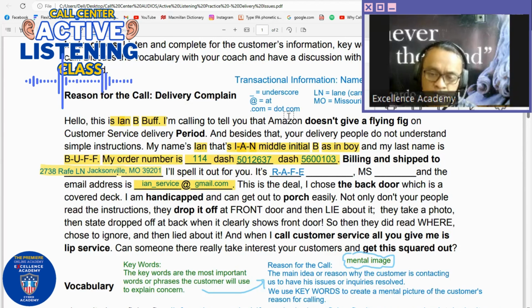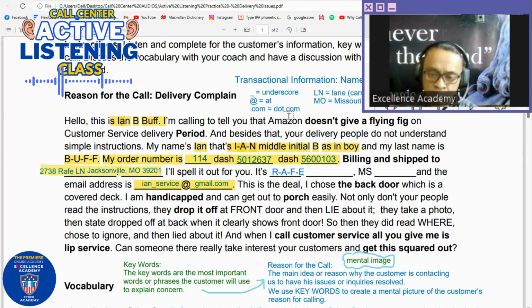My order number is 114-5012637-5600103. Billing and shipped to 2738 Rafe Lane, Jacksonville, Missouri, 39201. Rafe is spelled R-A-F-E. My email address is ian_service@gmail.com. This is the deal.